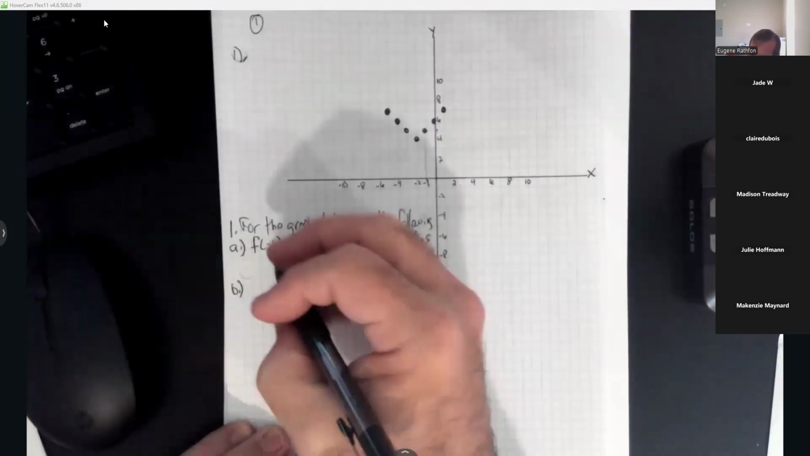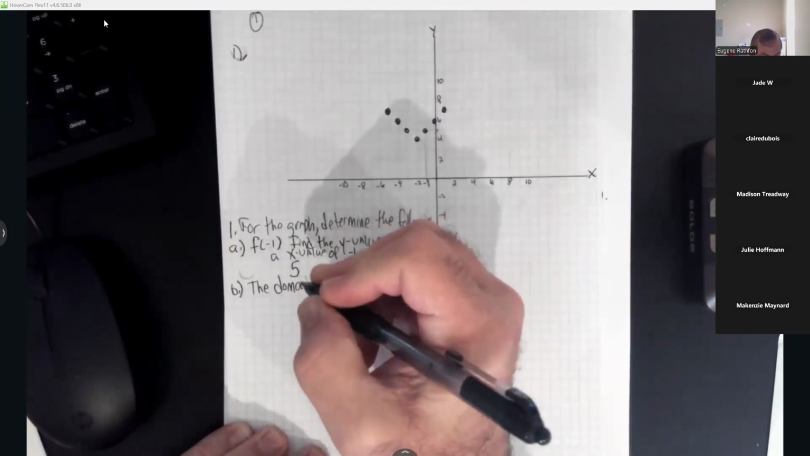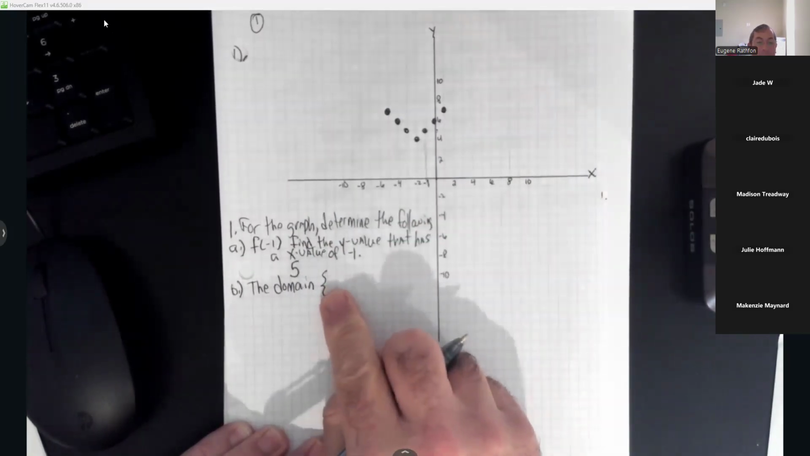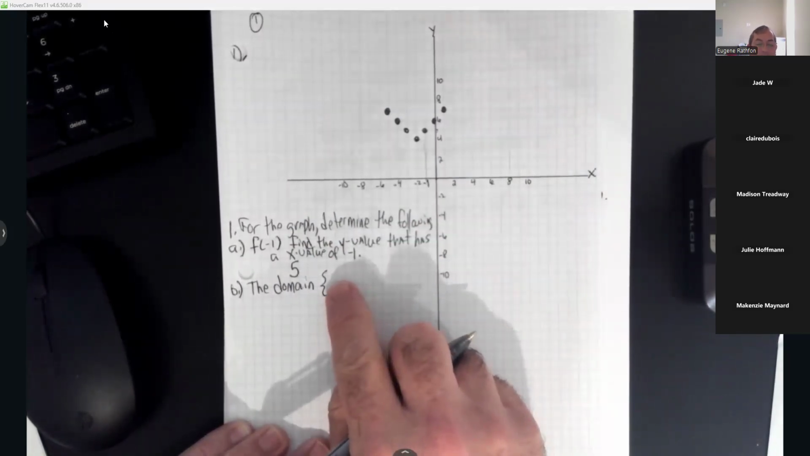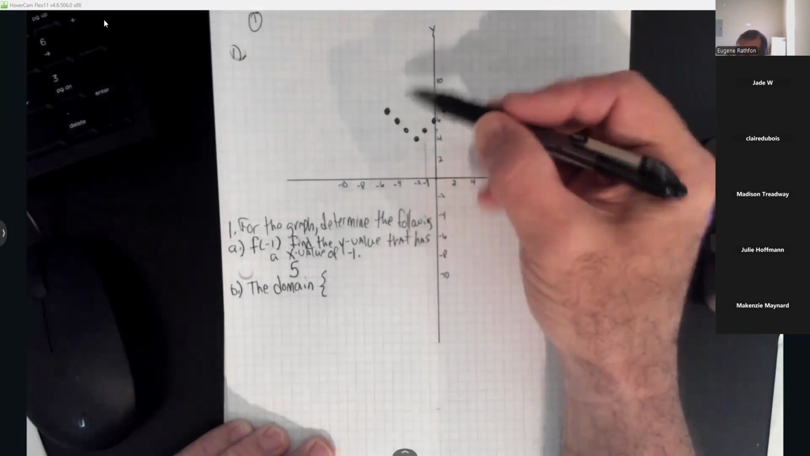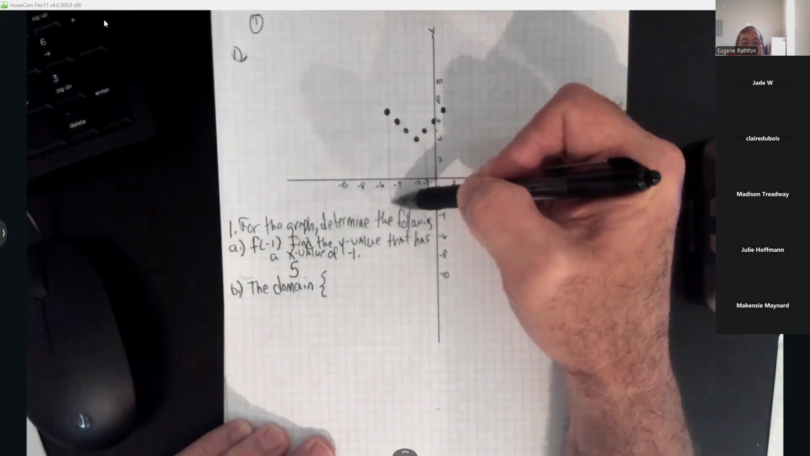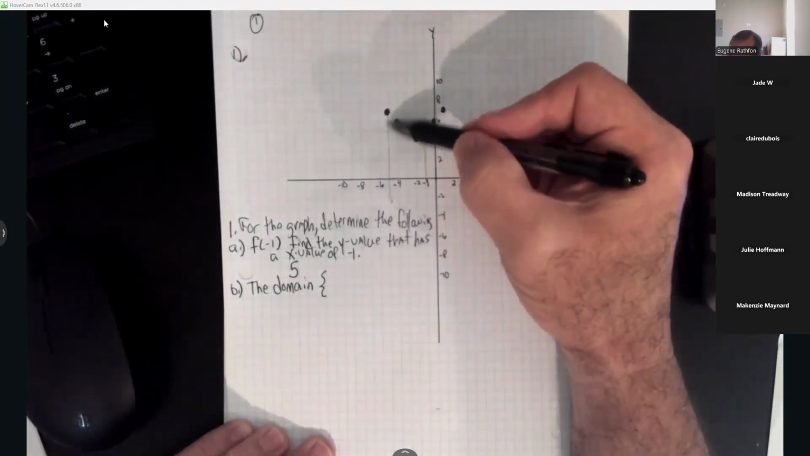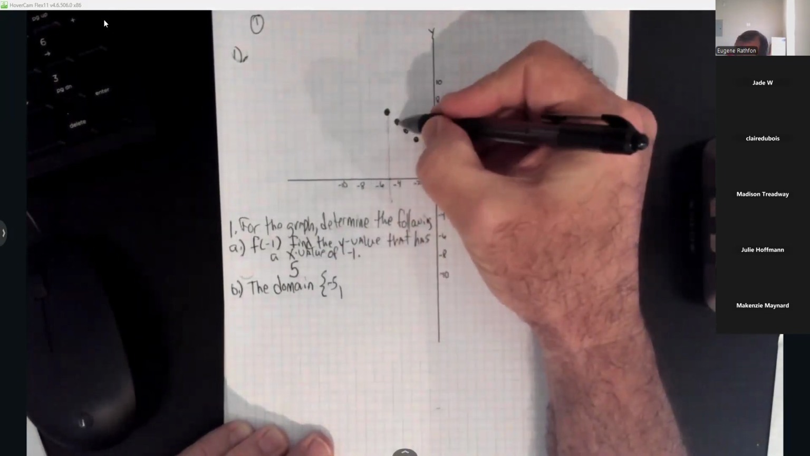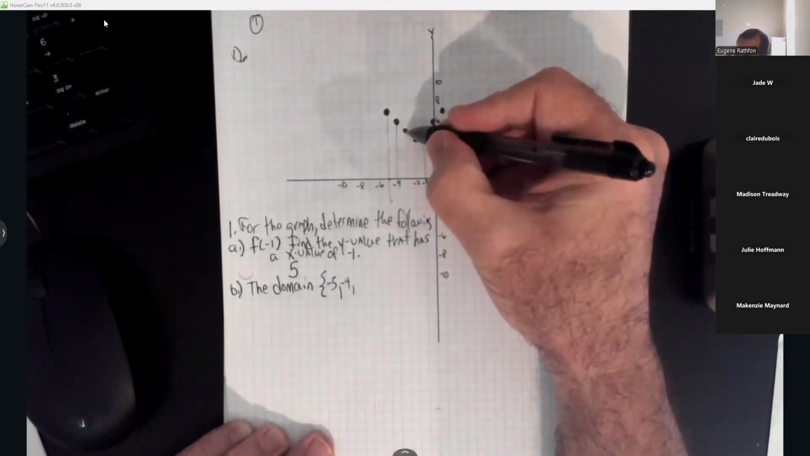On B, they want the domain. And on that, they give you these little squiggly brackets. So all we got to do is put all the x values in here and separate them by a comma. So what I'm going to do, I'll look at each of these points and come straight down and see what the x values are. So my first one, if I come down, its x value was -5. The second point, if you come down, has an x value of -4.